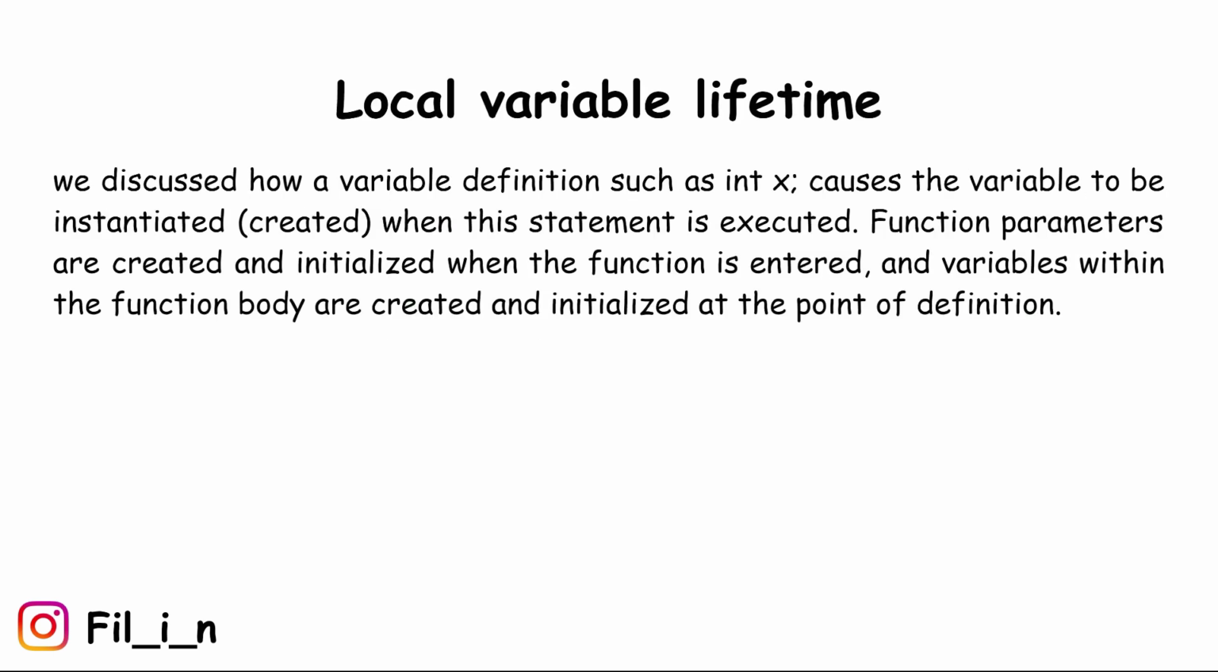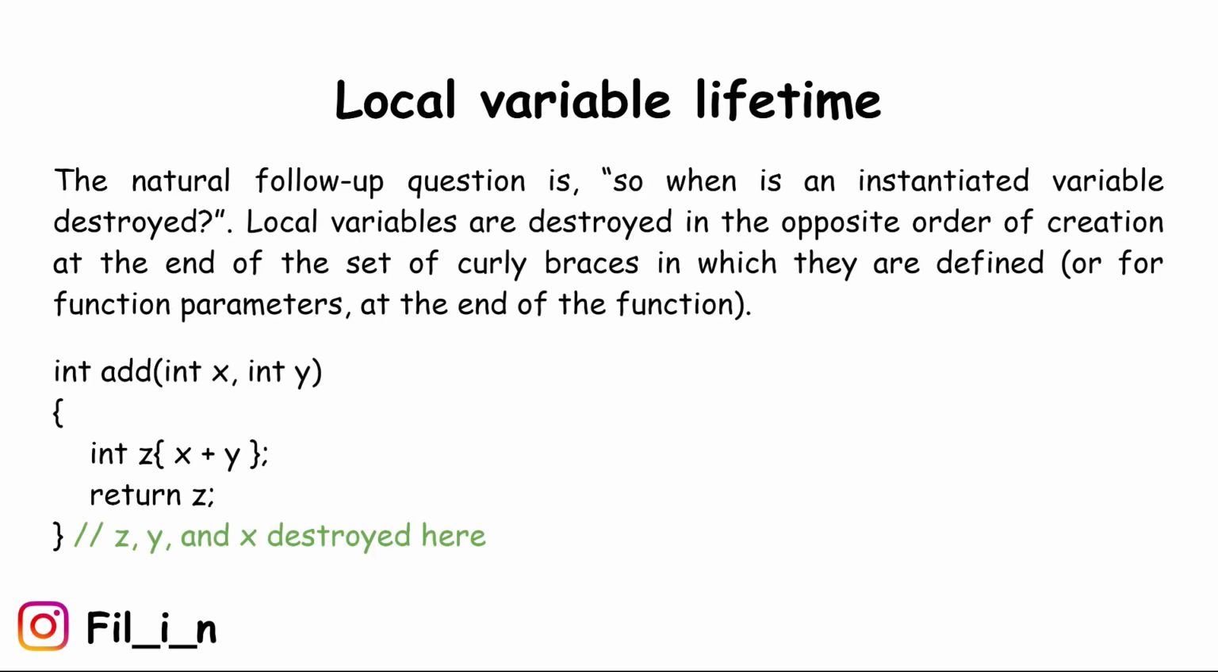Return z. We discussed how a variable definition such as int x causes the variable to be instantiated, created, when this statement is executed. Function parameters are created and initialized when the function is entered, and variables within the function body are created and initialized at the point of definition. The natural follow-up question is, so when is an instantiated variable destroyed? Local variables are destroyed in the opposite order of creation at the end of the set of curly braces in which they are defined, or for function parameters, at the end of the function.